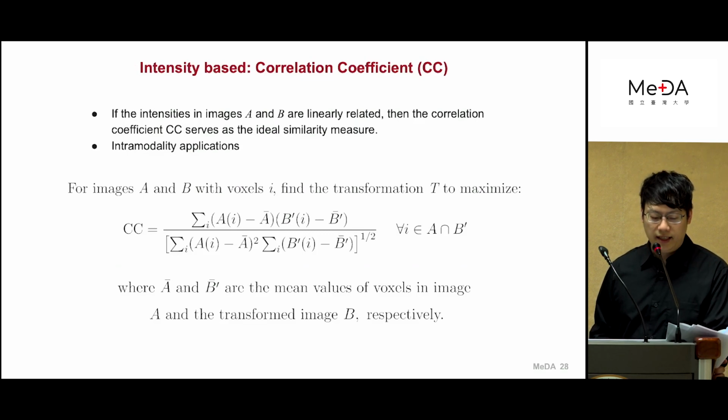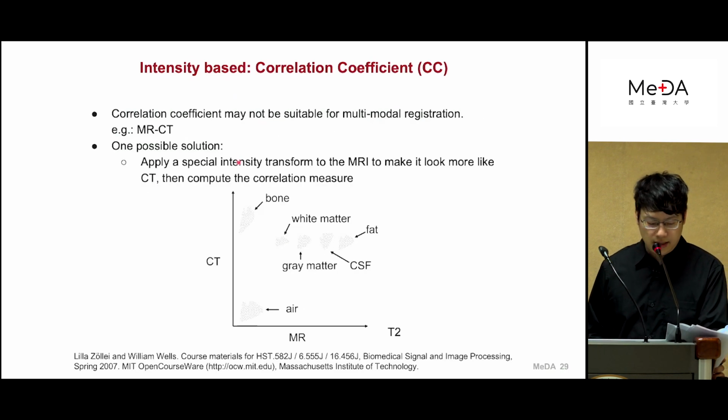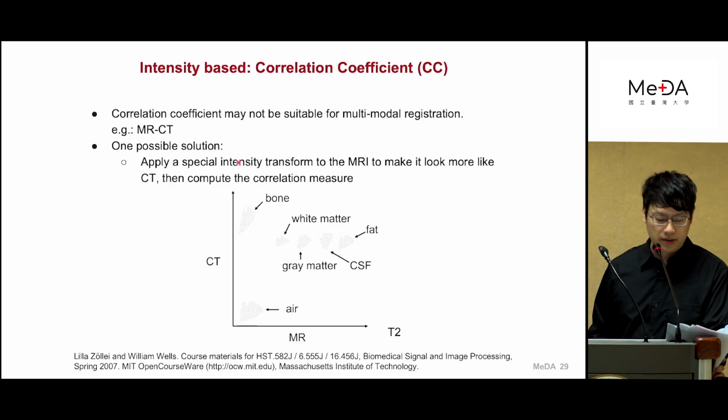If the intensities in image A and B are linearly related, then correlation coefficient serves as the ideal similarity measure. This is particularly useful in intra-modality applications. However, the correlation coefficient may not be suitable for multimodality registration when intensities significantly differ, such as in MR to CT registration.